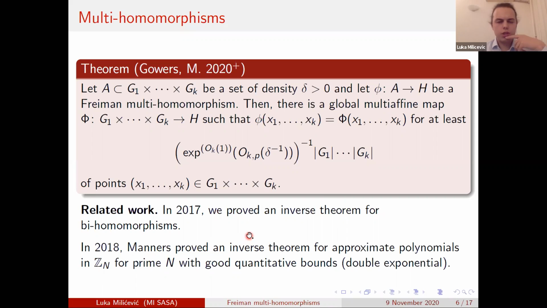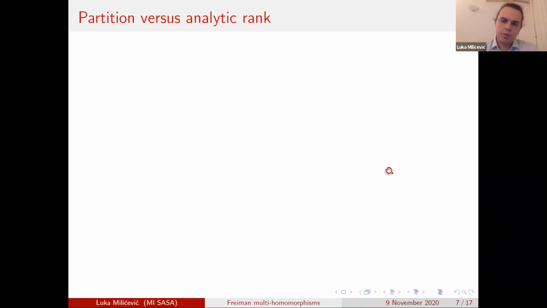And there is one further thing, and that's that one can conclude relatively straightforwardly an inverse theorem for approximate polynomials from our inverse theorem for Freiman multi-homomorphisms, but the other conclusion is not clear. It's not clear whether you can use the inverse theorem for approximate polynomials to deduce the inverse theorem for Freiman multi-homomorphisms. But let's stop there. And before proceeding to talk about the applications of our theorem, I want to stop briefly and make a slight digression and talk about the partition versus analytic rank problem, because it plays a huge role in our proof. So the main question here is the following.